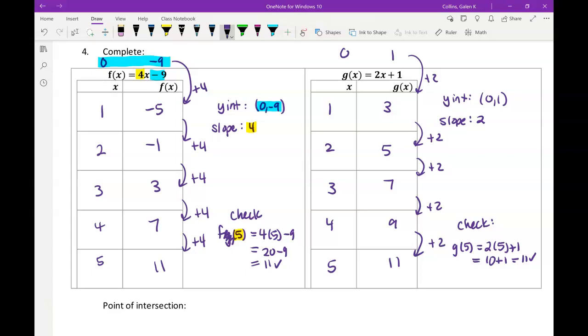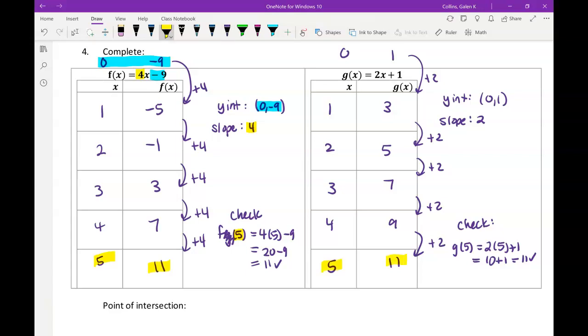So F of 5 is 4 times 5 minus 9. When I'm finding f of 5, I'm just plugging 5 in for x, or substituting 5 for x and evaluating. If you do this method, just don't forget you've got to follow the order of operations. So we want to multiply before we subtract. I did the same thing for g on the right-hand side, and I checked the point g of 5 as well. So if I'm looking for a point of intersection, I see that it is at (5, 11).